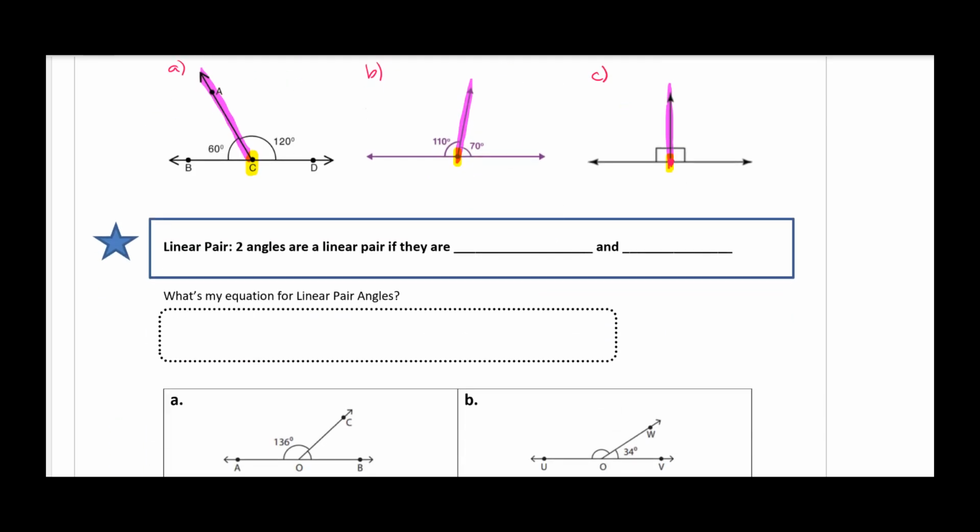So when we look at that, let's go ahead and define this down here. A linear pair: remember, linear means line, pair means 2. Now 2 angles are a linear pair if they are supplementary. So let's write that word in our blank here, supplementary and adjacent. So 2 angles are a linear pair if they are both supplementary and adjacent. Because linear, remember, linear pair, that is going to make a line.